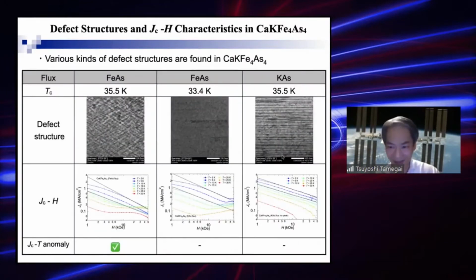But the thing is not that simple. Depending on the sample growth conditions, most of the time we see this kind of high density planar defects, but maybe 10%, 20% of the samples do not show these planar defects. Instead, they only show thin, very elongated planar defects. In that case, the Jc(H) anomaly at high field is missing. And also, when we grow the crystal not in iron arsenic but in potassium arsenic flux, we have another defect structure like this. Also, we don't see this anomalous field dependence.